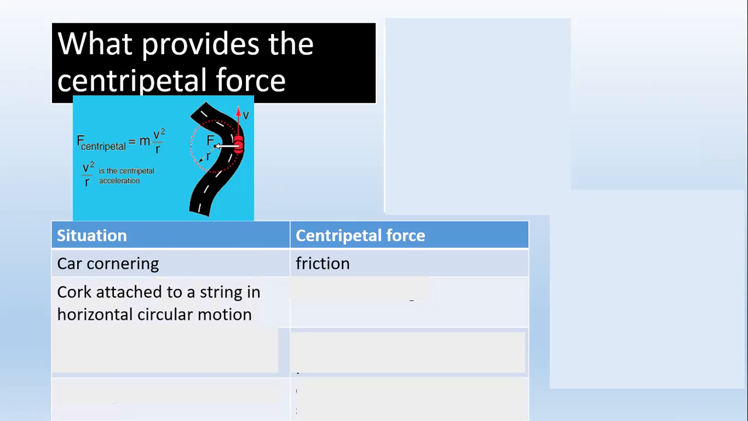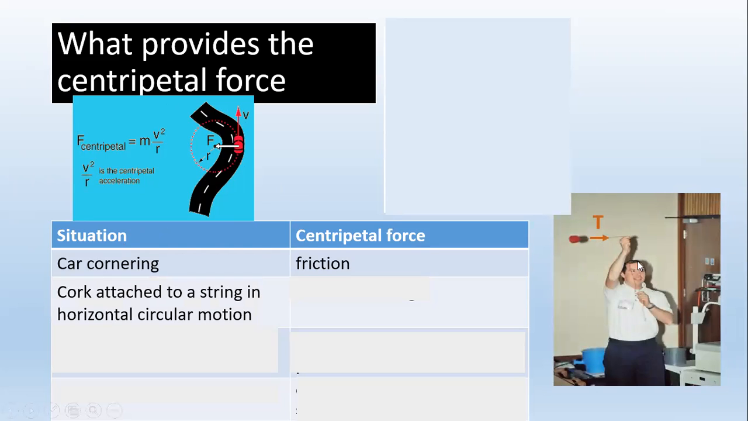A cork moving in a horizontal circle. This person, that's your cork, that's your string. This person is swinging it in a horizontal circle. So the centripetal force is the tension in the string. Without the string pulling it, it cannot move in a circle. It would move horizontally, then in a parabolic path and fall down to the earth. So the tension in the string pulls it into a circle.